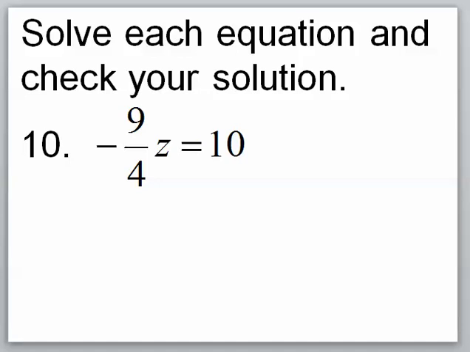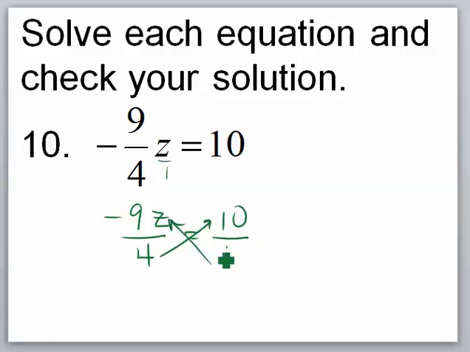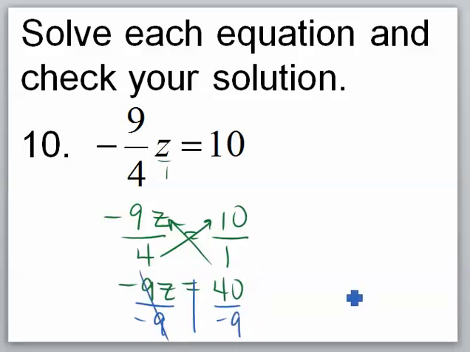This next problem looks different. Let's make it look more of the same. Let's go ahead and put our z on top because that's really where it is. It's z over 1, so it's 9z over 4 equals 10. Then we can make this 10 over 1 and cross multiply and solve. 1 times negative 9z is negative 9z. 4 times 10 is 40. Now we have one more step here because I had number on top and bottom. So I'll divide by negative 9 on both sides to get z by itself. And 40 doesn't go into 9 evenly, so we'll just say it's negative 40 over 9.